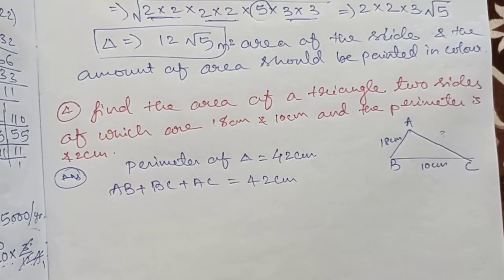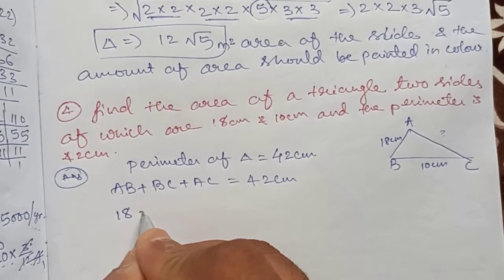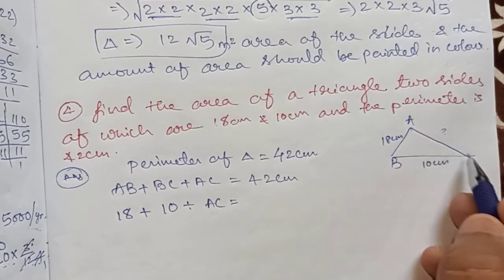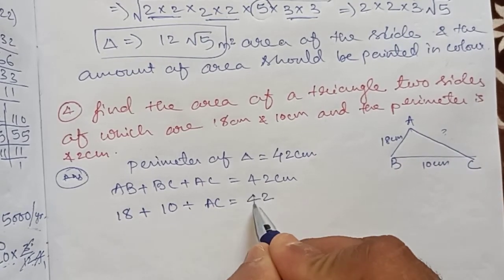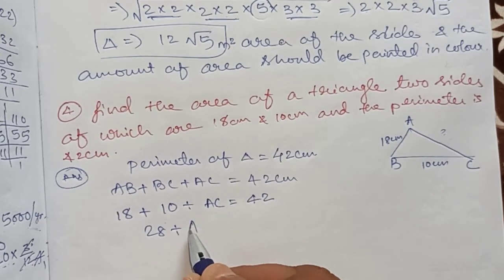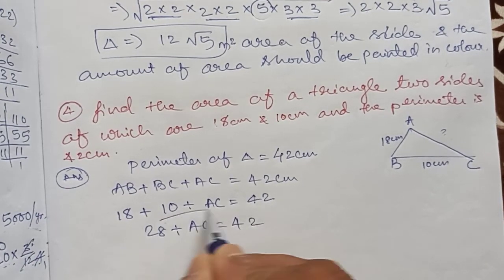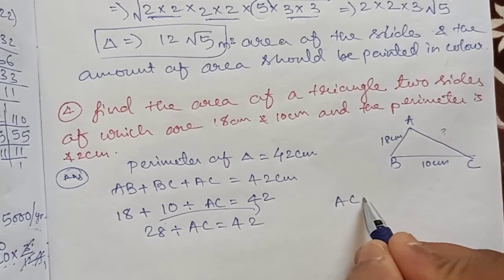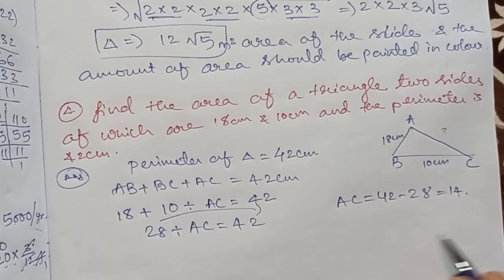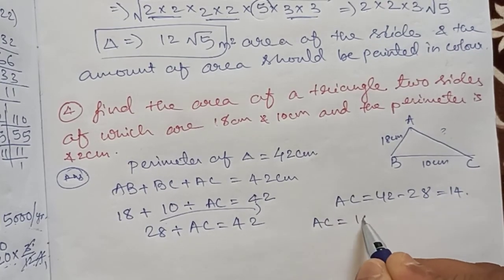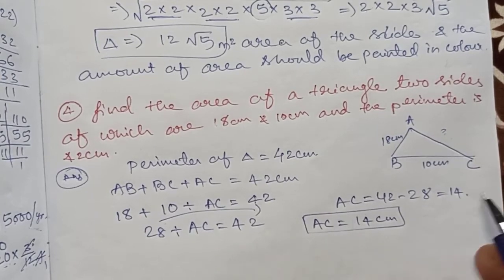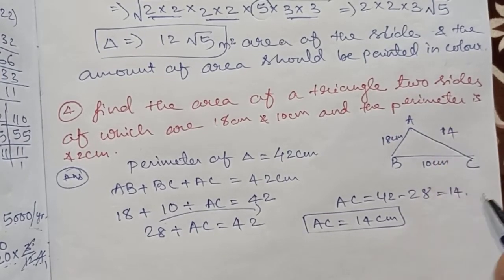Okay, so what is the value of AB? AB is 18 plus BC is 10 plus AC we don't have, equals to 42. 18 plus 10 is 28 plus AC equals to 42. Bring 28 this side, AC equals to 42 minus 28, that is 14. So the side AC is 14 centimeter. Okay, in this way we will get the third side. So here I am writing 14 centimeter.